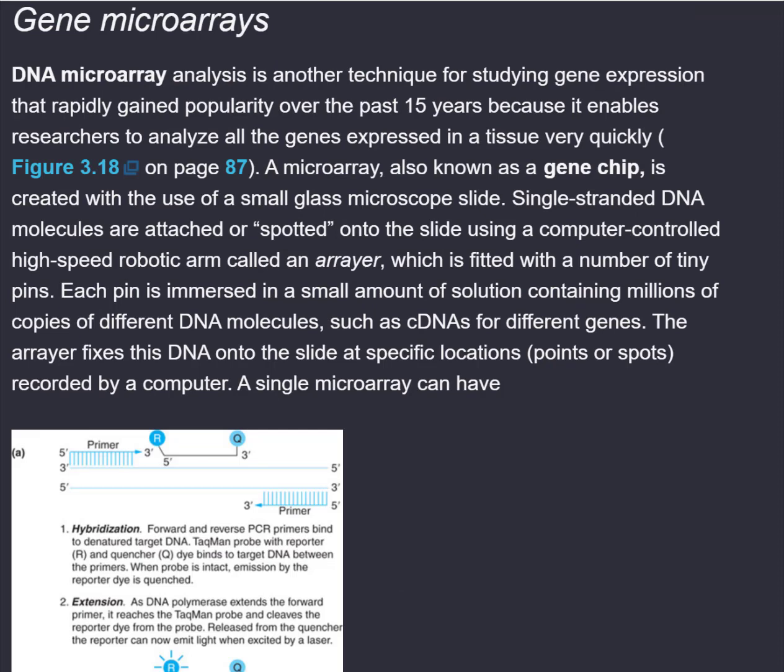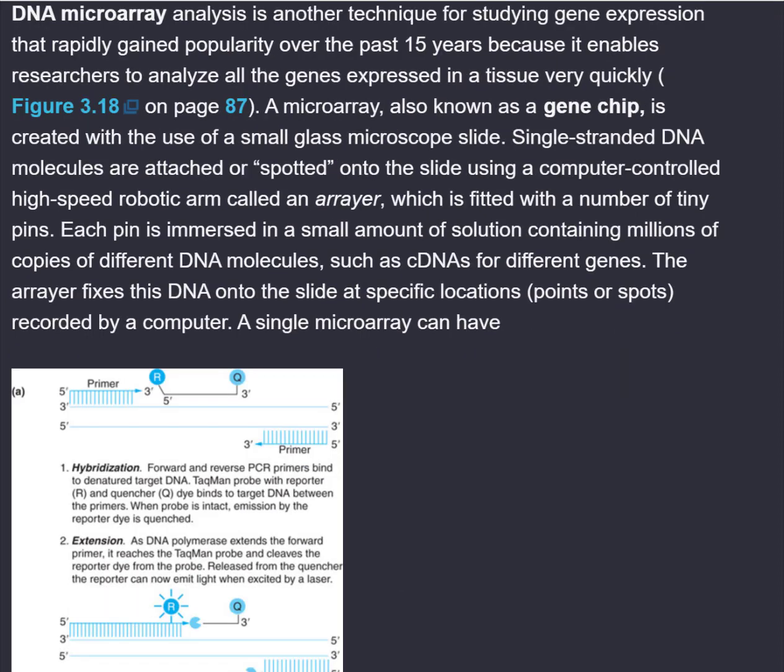Gene microarrays. DNA microarray analysis is another technique for studying gene expression that rapidly gained popularity over the past 15 years because it enables researchers to analyze all the genes expressed in a tissue very quickly. Figure 3.18 on page 87.